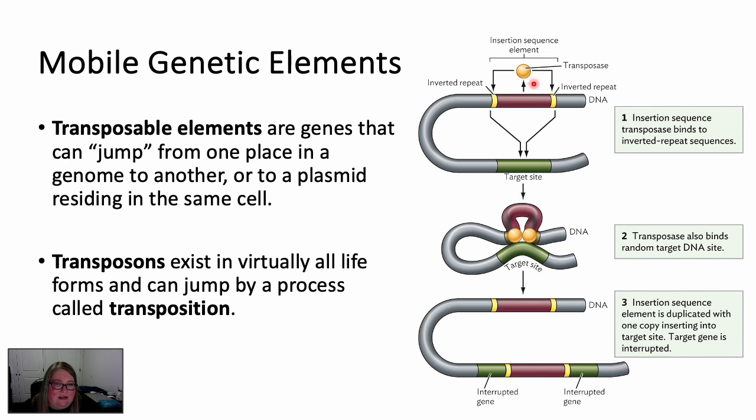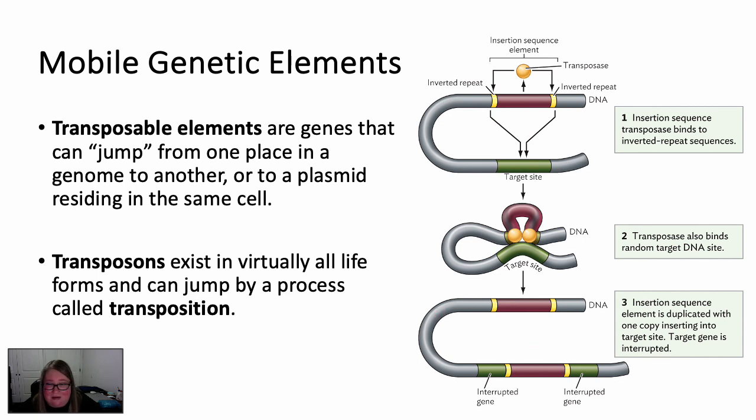So what's going to happen is this enzyme called transposase is going to come in. It's going to bind to our transposon, our mobile genetic element, and then it's going to bend the DNA until it attaches to the target site, and it's going to copy this gene into this target site, so this other gene, and it's going to disrupt this gene, so maybe it doesn't work as well or only partially works now. But this is how it copies and pastes itself.